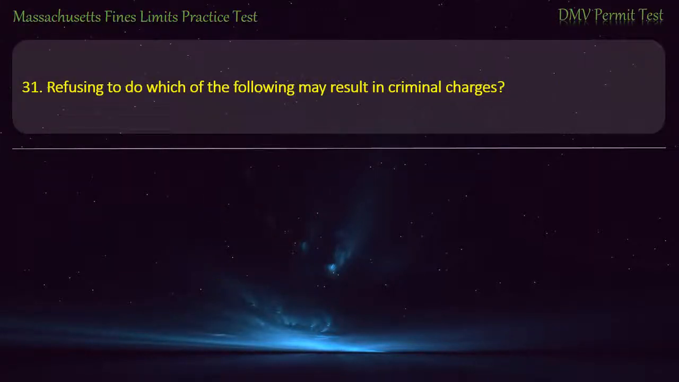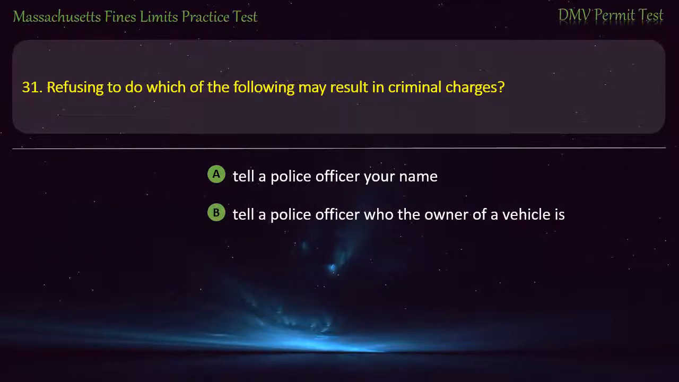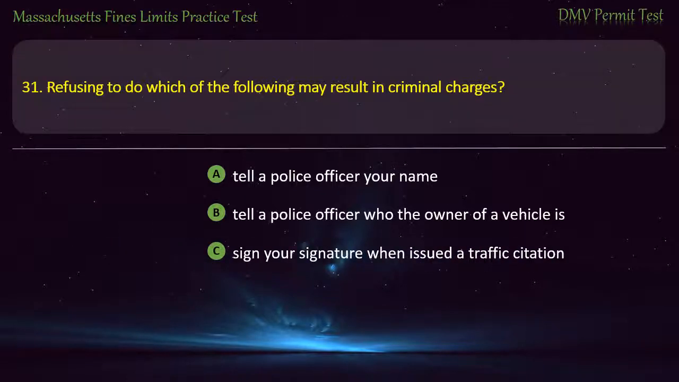Question 31. Refusing to do which of the following may result in criminal charges? Tell a police officer your name. Tell a police officer who the owner of a vehicle is. Sign your signature when issued a traffic citation. All of these answers are correct. Answer: All of these answers are correct.